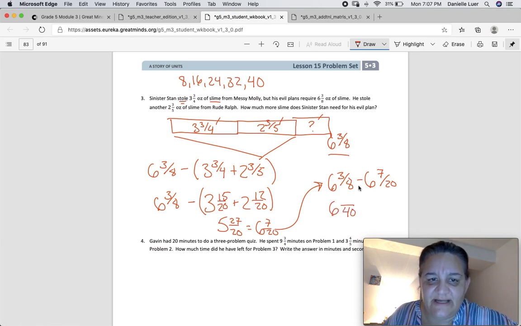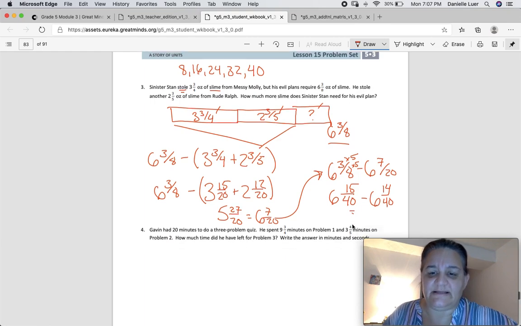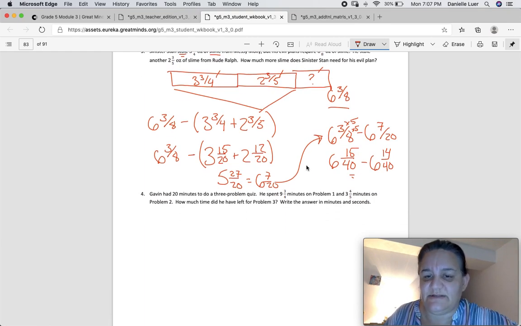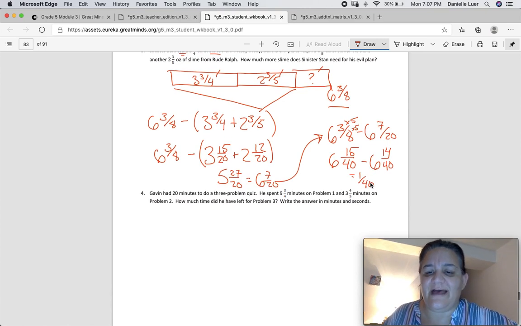What did I have to multiply to get 40, right? So 5 and 5 would be 15. And then this would be 6, and multiply that by 2 to get 40. So 7 times 2 is 14. My new answer is, oh, he's so close to his evil plan, 1/40. 1/40 ounces. He doesn't need much slime.